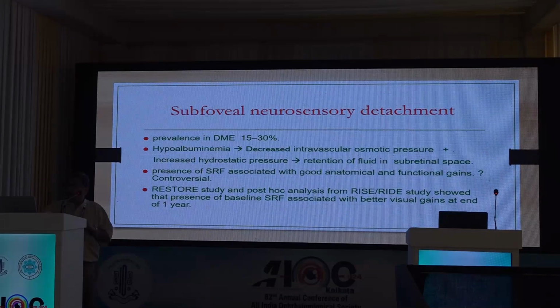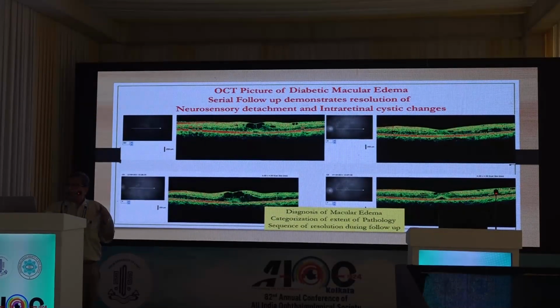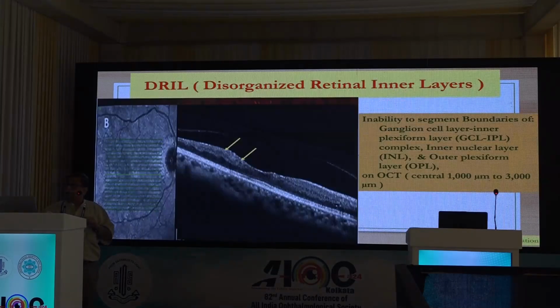Subfoveal neurosensory detachment occurs in 15 to 30%, may be related to either hypoalbuminemia or because of patient having hypertension. They affect the vision much less, but they can. What you see here is a small neurosensory detachment. What you see here are the cystic changes. So you can recognize the edema. Patients being treated, edema became less, developed this neurosensory detachment, was still treated, everything became all right. So you know how to stop treatment, when to stop treatment in your patients.